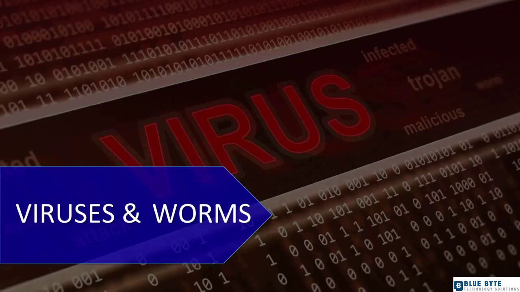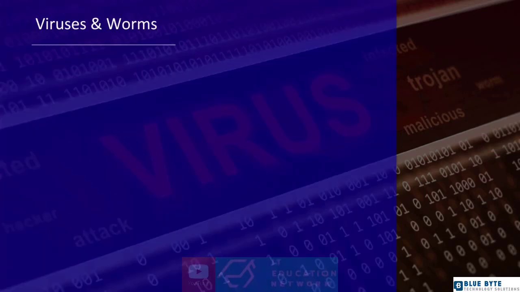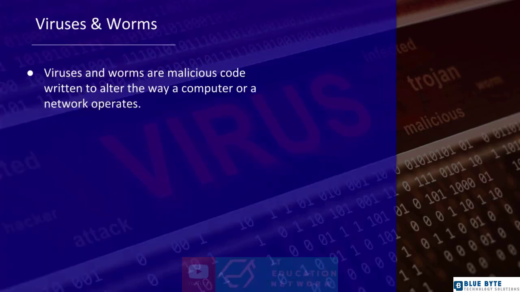So let's talk about the two major forms of malware, which are viruses and worms. Very similar in what they do, but actually different in the way they operate. So what exactly are viruses and worms? Well, they're basically malicious code that is developed to change the way a computer or a network operates. Always keep it at the back of your mind that viruses and worms attack network systems also, not just computers, but also network systems as well.